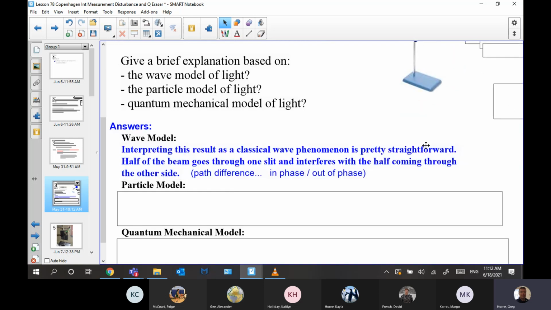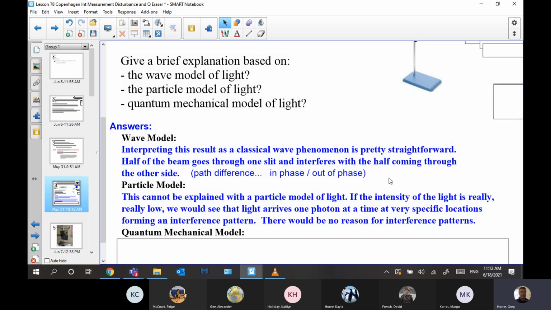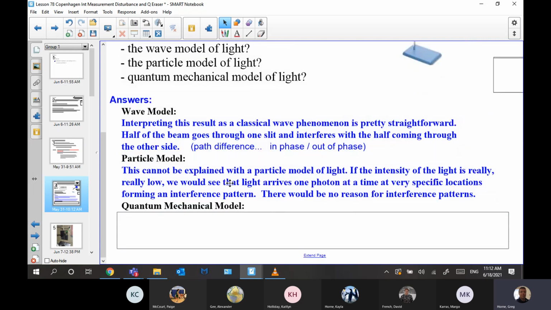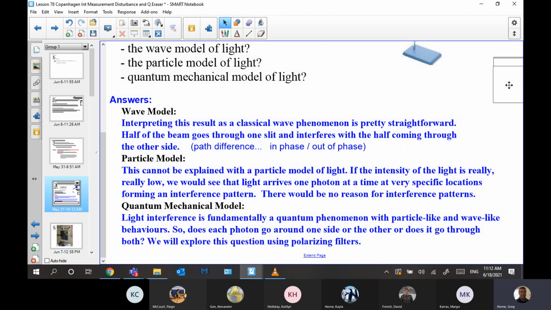So here's those answers, right? We have, of course, the wave pattern. The particle model actually, I'm supposed to have said that it can't explain this, of course. True particles can't do this. There's no reason for interference patterns at all with particles. The quantum model, though, says the particle can go through one or the other or both and so on, and produce interference patterns because they have wave-particle duality, which is the key part of the quantum world.